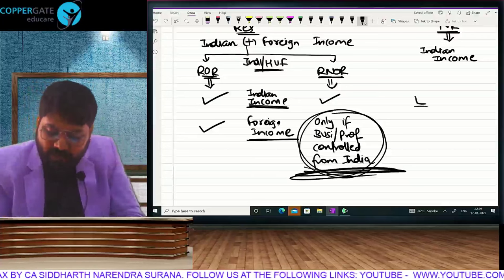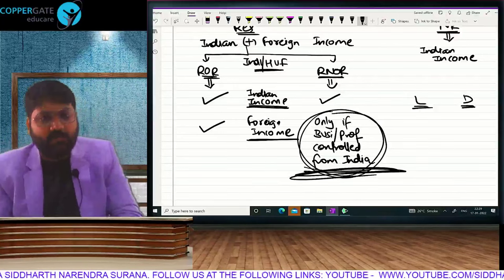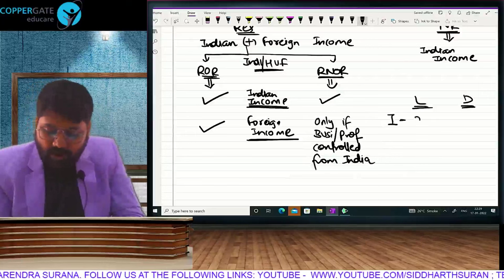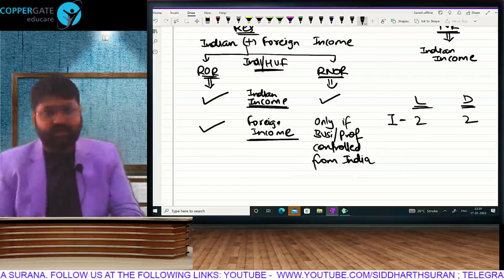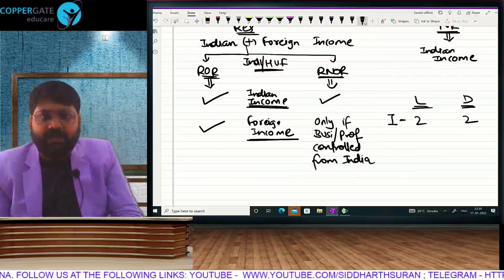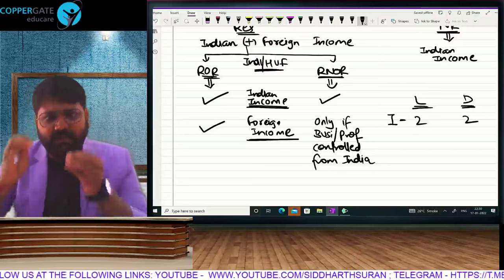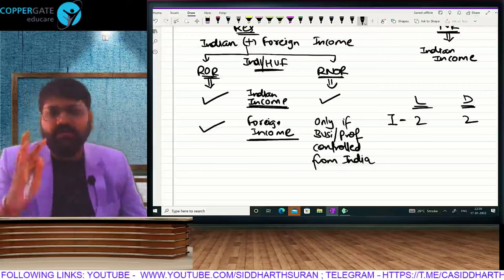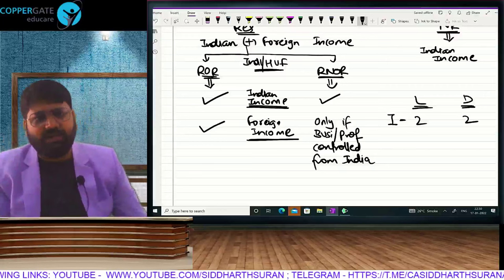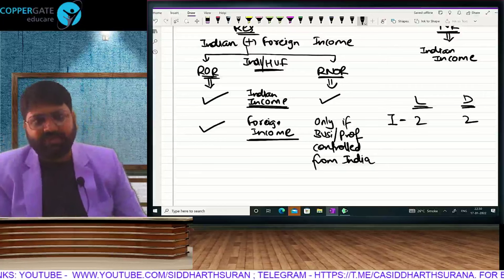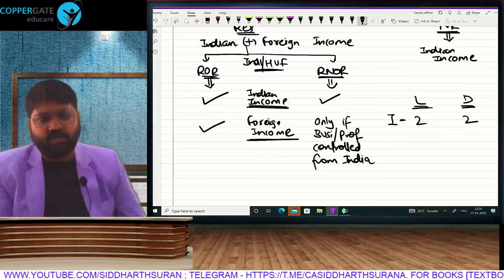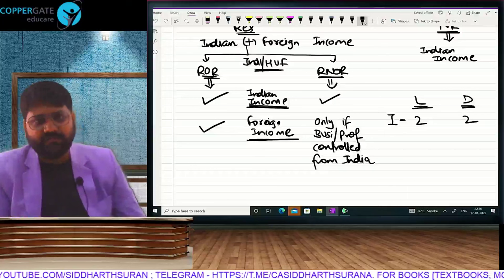I took examples of two students, Liana and Devika. Supposing they are earning Indian income of 2 lakh rupees each. What is the Indian income? Say, for example, they have invested in some property here, they are getting rent, some bank interest they are earning here, income arising from Indian sources. Tell me one thing, whether they are resident, non-resident, ordinary, not ordinary, is this 2 lakh going to be taxable for everyone?